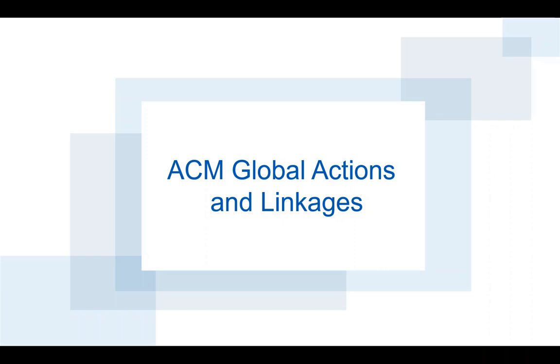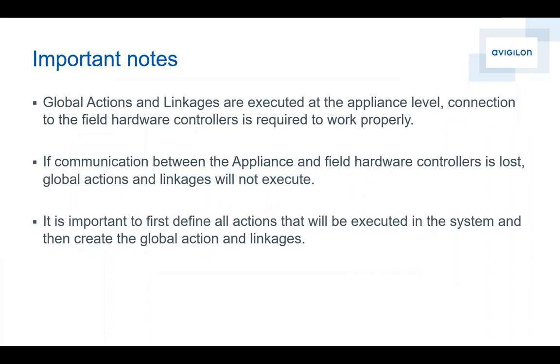In this tutorial, we are going to cover ACM global actions and global linkages. Let's cover some important notes before we start. Global actions and global linkages are executed at the appliance level. Connection to the field hardware controller is required for the actions to work properly. If communication between the appliance and the field hardware controllers is lost, global actions and global linkages will not execute.